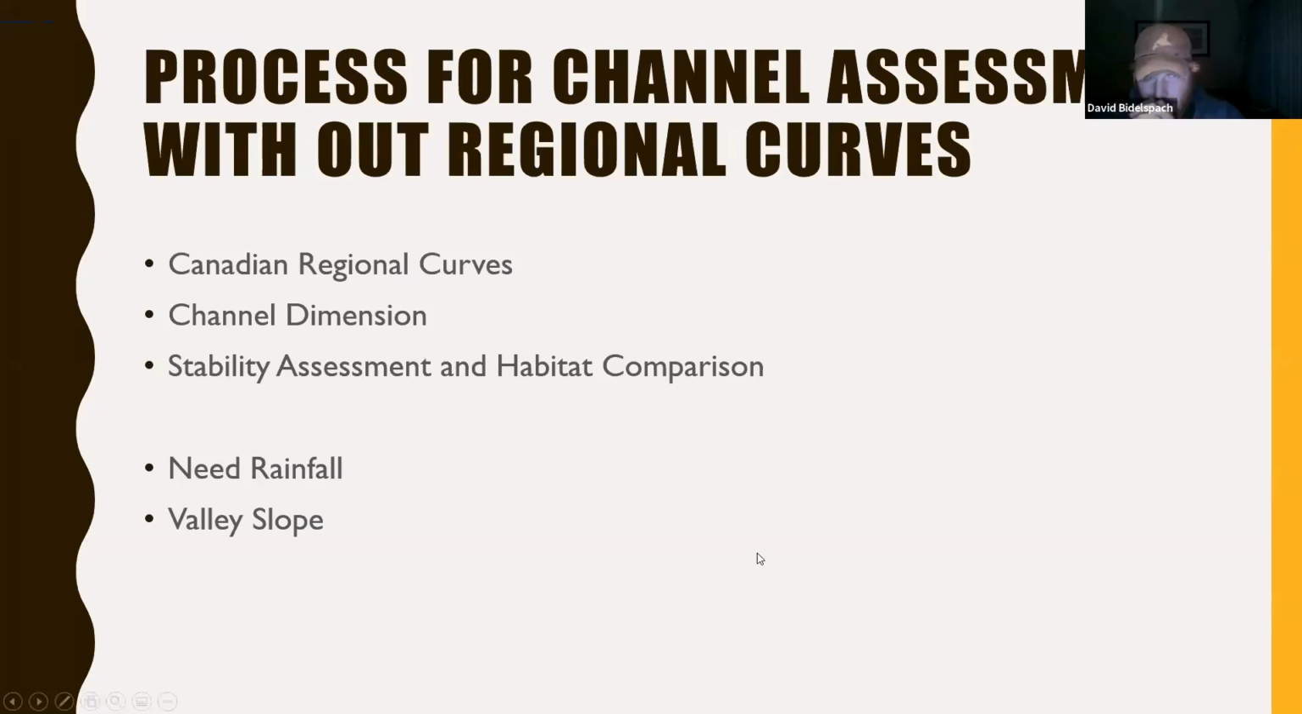The technical part today is basically introducing a process for channel assessment where we don't have regional curves, or where we have a hard time understanding how big a channel should be or how wide a channel should be. And this question came out of a discussion with Brad, and I will let Brad add into this after I talk for a minute, half a minute, so that he knows he's warned that he can add into this.